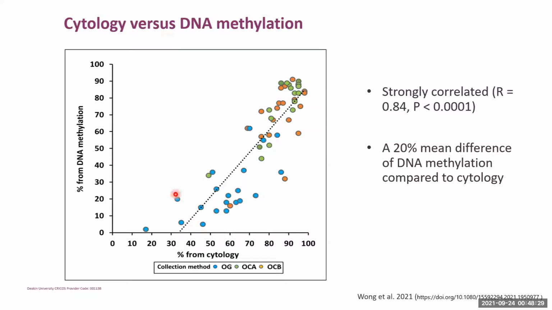The two methods were strongly correlated. As you can see, it's 0.84, highly correlated. However, the intercept of the line of best fit on the x-axis was 34%, which is a 20% mean difference of DNA methylation compared to the cytology method. Both methods are correlated similarly in buccal and saliva as well.